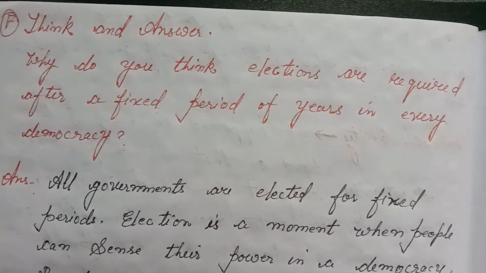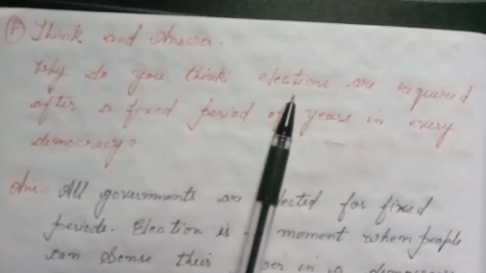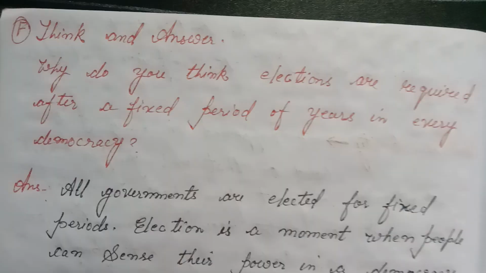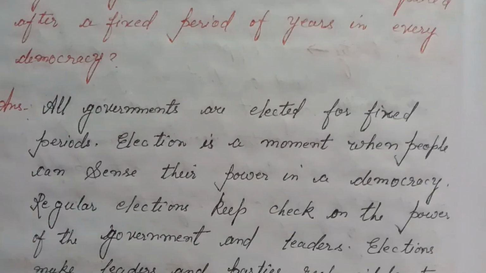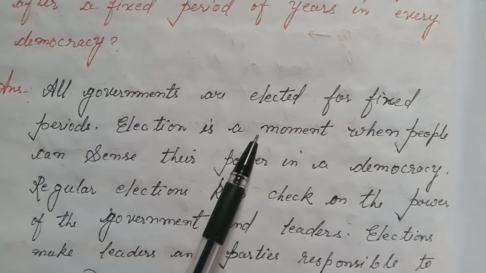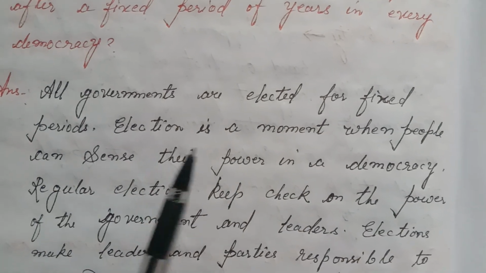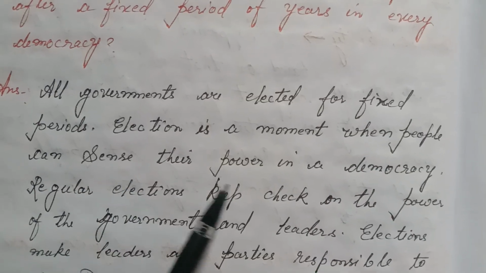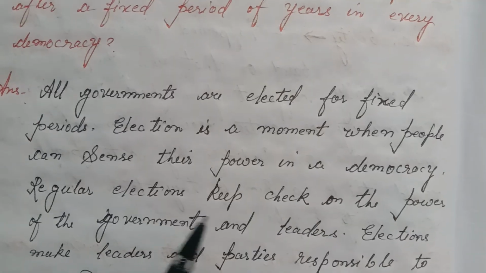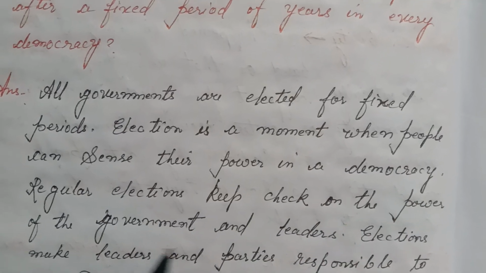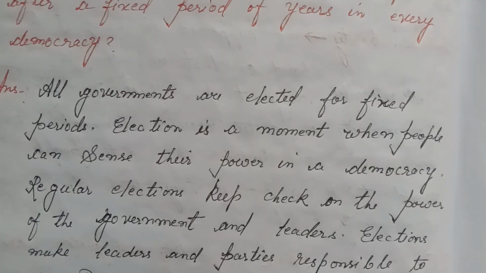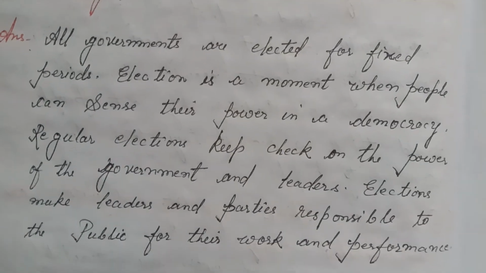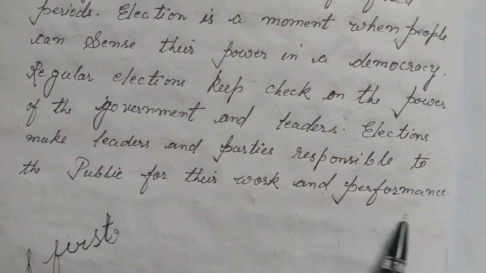Think and answer. Why do you think elections are required after a fixed period of years in every democracy? Answer: all governments are elected for a fixed period. Elections are a moment when people can sense their power in a democracy. Regular elections keep a check on the power of the government and leaders. Elections make leaders and parties responsible to the public for their work and performance.